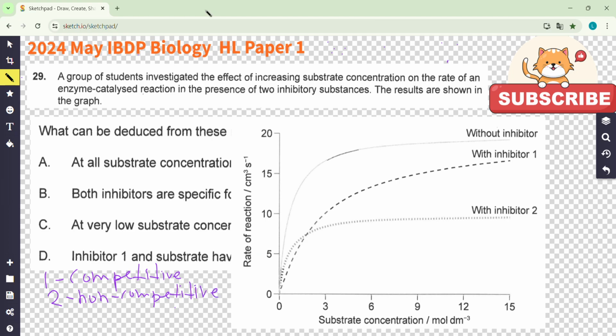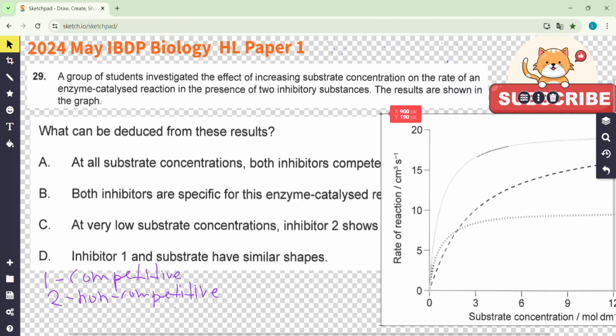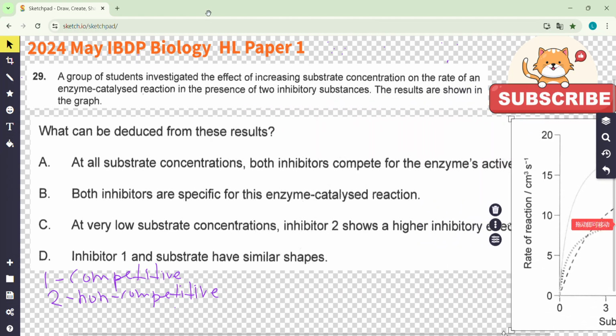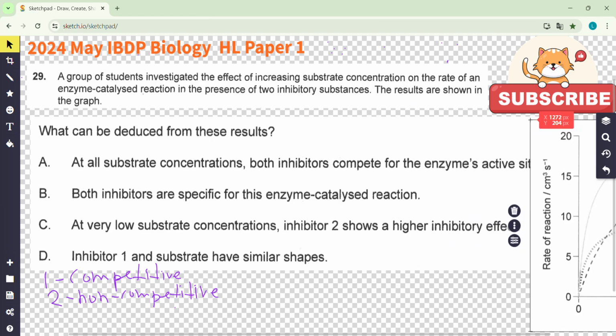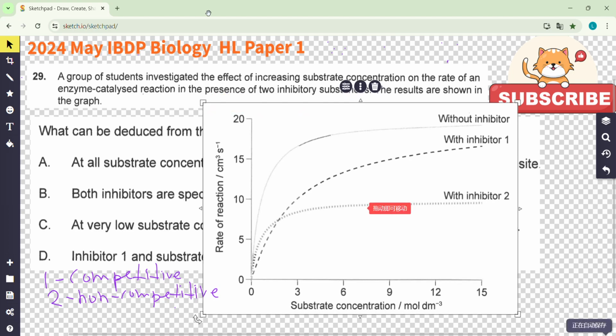And then try to look at the question, to see if any part of it needs the diagram. Okay, look at the question. Does anyone refer to the diagram? It is C. At very low substrate concentration, inhibitor 2 shows a higher inhibitory effect. So low substrate, 2 higher. Look at here. Low substrate. Yes, 2 is highest.